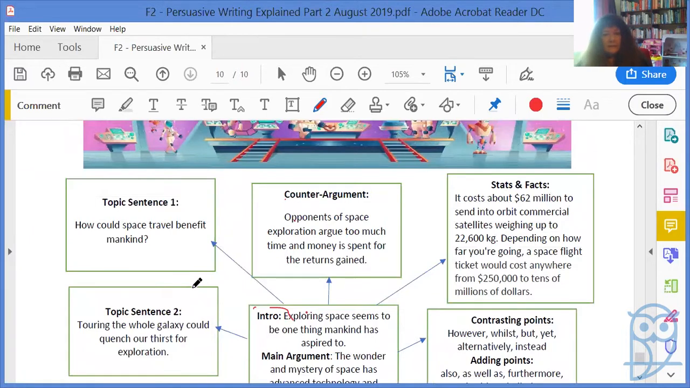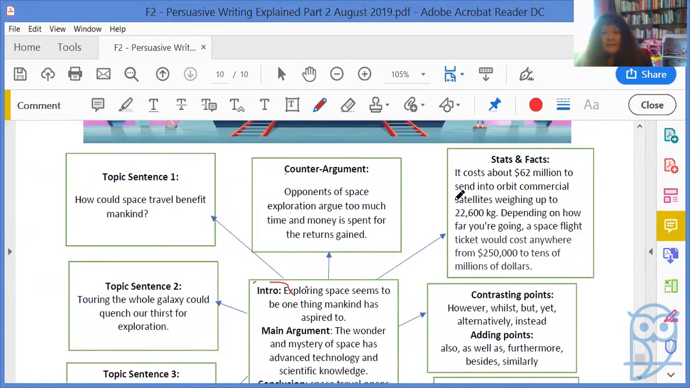Now remember we said you must have some stats and facts. Maybe you would have found this out. It costs about $62 million to send a satellite into orbit that weighs 22,000 kilos. $62 million, that's a lot of money. Then, depending on how far you're going, a space flight ticket could cost anything from $250,000 to tens of millions of dollars. So, as we said before, it's only for the select, elite, very rich few people going into space, isn't it?